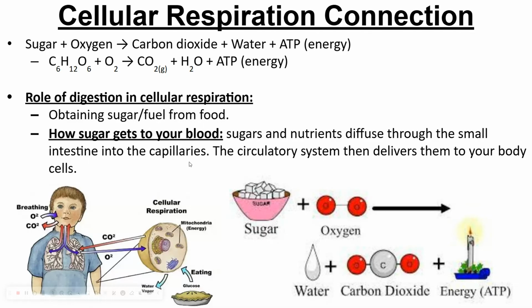And then the circulatory system obtains the sugar from the small intestine via the villi. The nutrients go into the capillaries, and then the circulatory system delivers it all over the body.